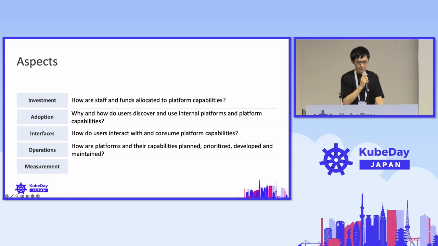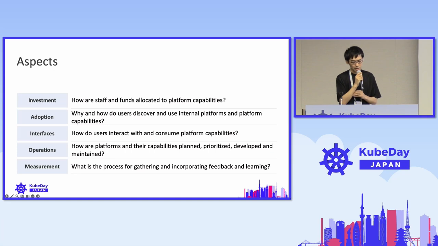And operation-wise, it looks at how the platform and its capabilities are planned, prioritized, developed, and maintained. In the early stage of this aspect, the platform might be something developers create out of necessity, often on an ad hoc basis. On the other hand, at a higher level, it is being improved in a planned, strategic, and thoughtful manner. And finally, at the highest level, the platform team might provide global plans and support for users.